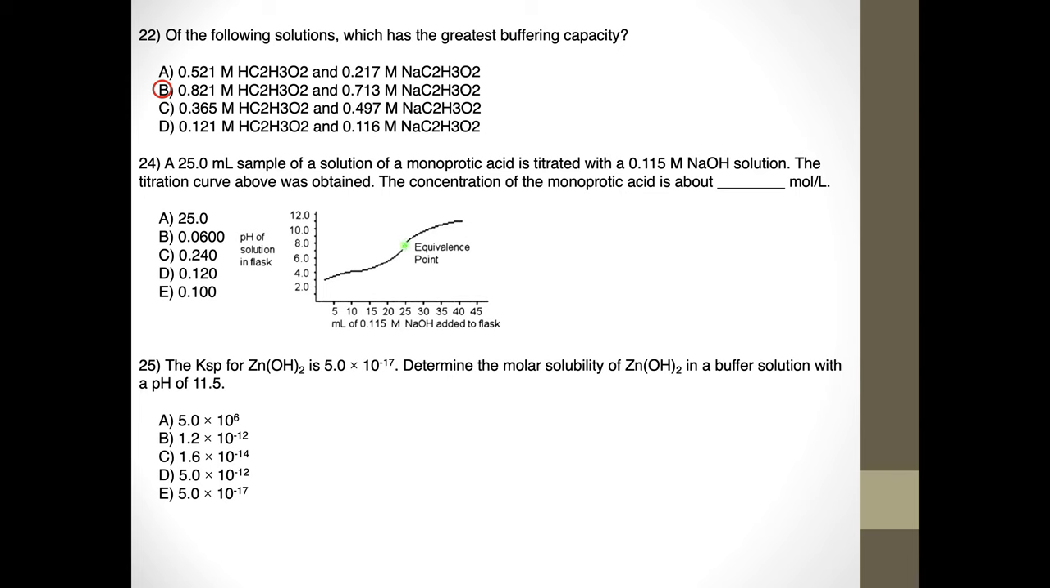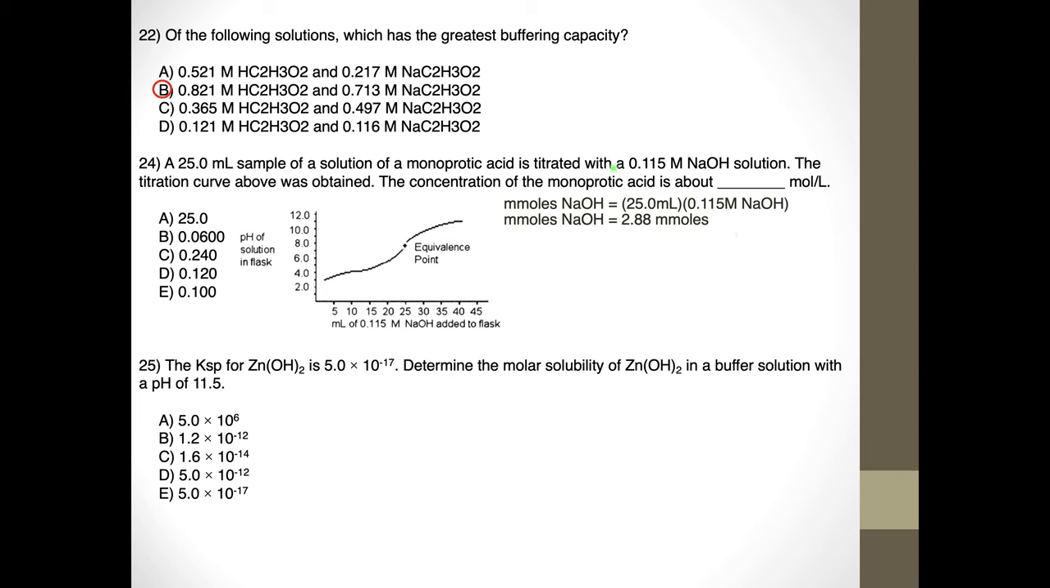You consume all the acid from the sample. So that means that if we use this volume here of 25 mL, we can calculate the moles of hydroxide ion that were used to consume all the protons from the monoprotic acid. So the millimoles of sodium hydroxide will be 25 milliliters times the concentration of the sodium hydroxide, and that will be equal to 2.88 millimoles of sodium hydroxide.